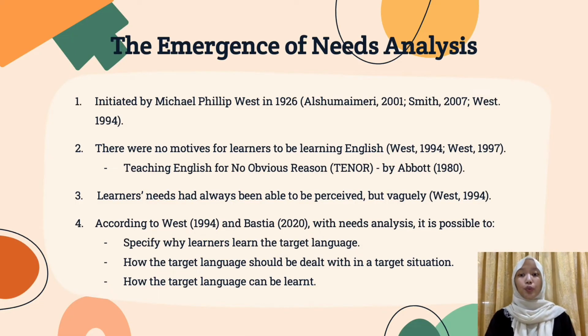Okay, let's start. So, the term analysis of needs was initiated by Michael Philip West, a British teacher in India during its colonial period in 1926. At the time, he discovered that students were learning English with a lack of motives. So the term for this kind of situation was TINO, or teaching English for no obvious reason. This term was invented by Abbott in 1980. Michael West had the idea that learners' needs were always able to be perceived, but only in a vague manner. And obviously this is not enough.